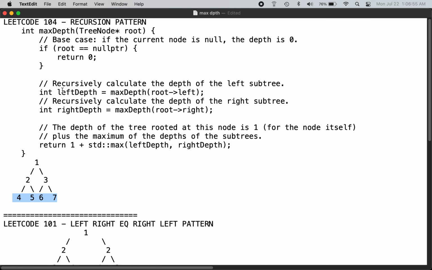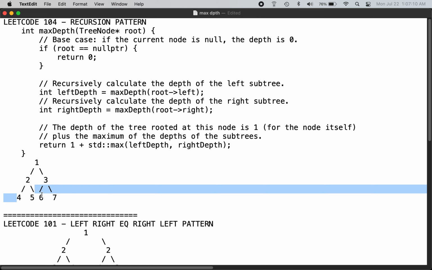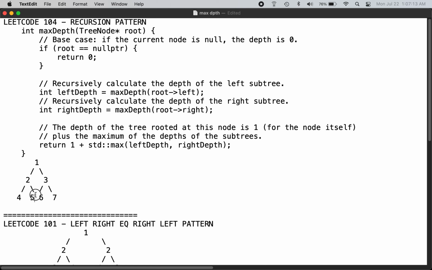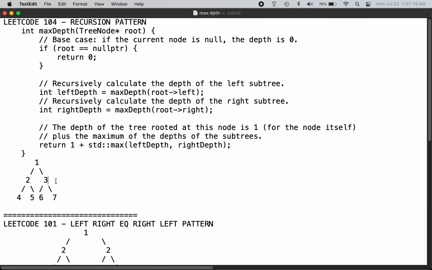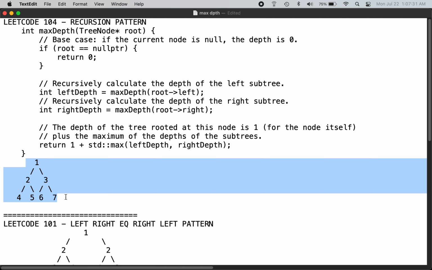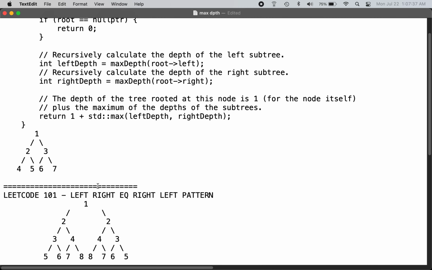You calculate the left depth and then the right depth, and then whichever one is greater, add 1 to it and send it out. The left branch may not exist, so even if this segment is not there, and nodes 4 and 5 are not there, it is still a max depth of 3. That's why you need to take the std max. So in this case the answer is max depth equals 3. That's it for problem number 104.